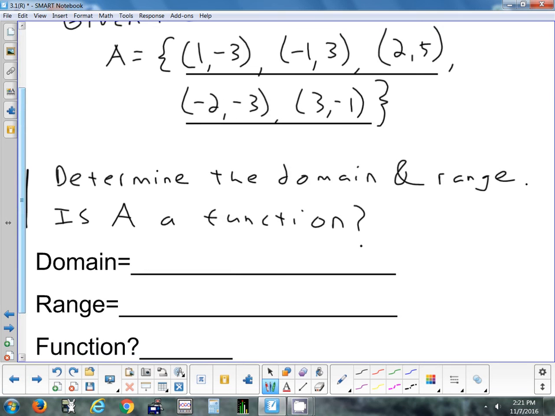Anyone think they can tell me the numbers that are in the domain? Jen? -2, 2. All right, so we got negative 2, negative 1, 1, 2, and 3. Okay, how about my range?